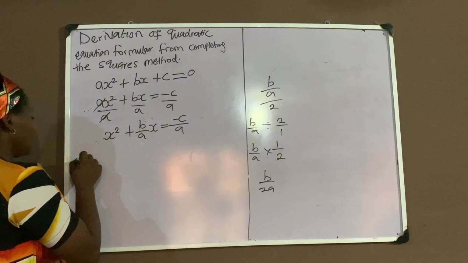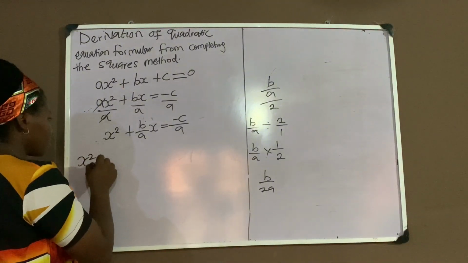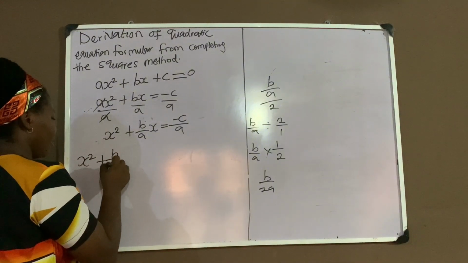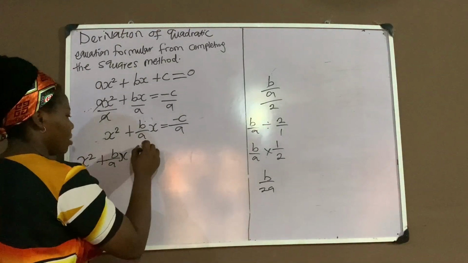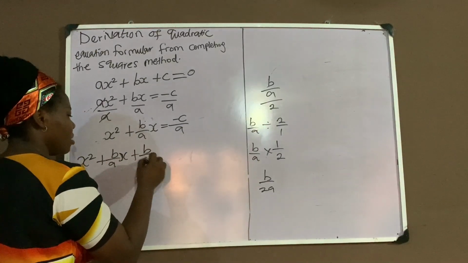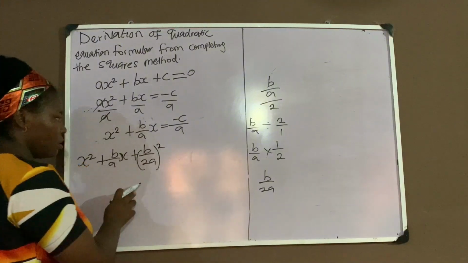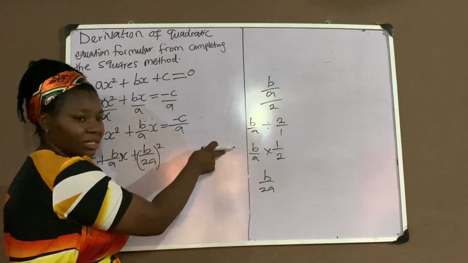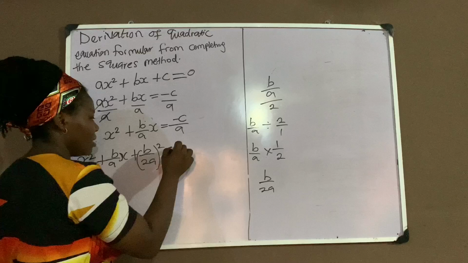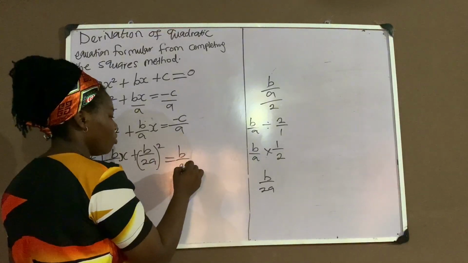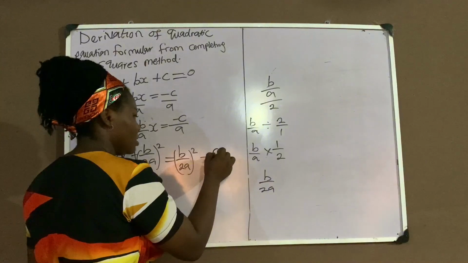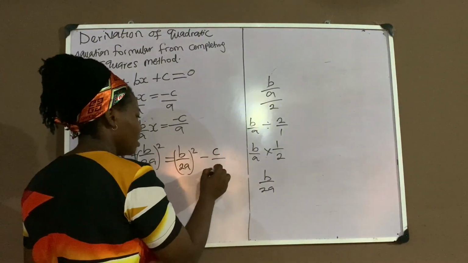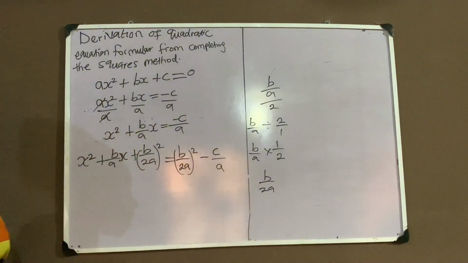So we are adding it: x squared plus b over a x, then we add this one, b over 2a. Remember to square it. Then we do the same thing to the right hand side. We now say b over 2a all squared, minus c over a. You see what we have now?